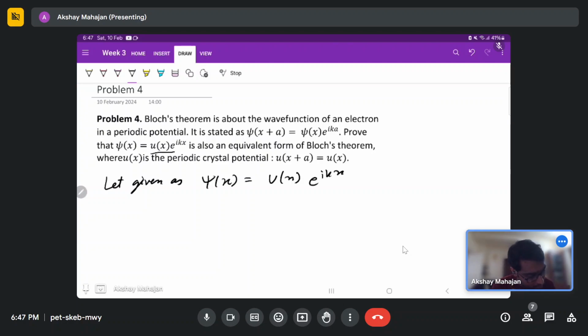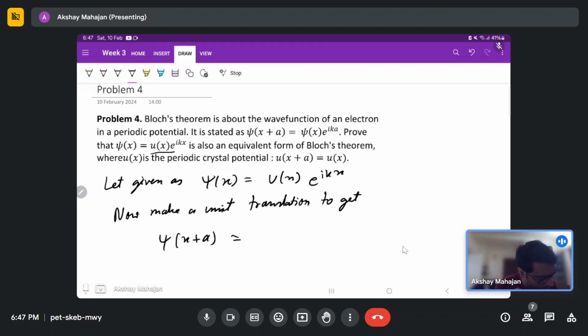Alright, now make a unit translation. We just make a unit translation, so we get psi of x plus a. So psi of x plus a will be written as u of x plus a times e to the power iota k times x plus a.